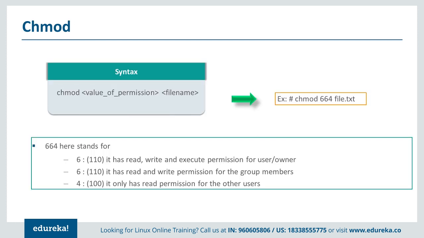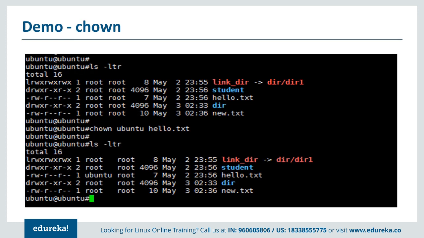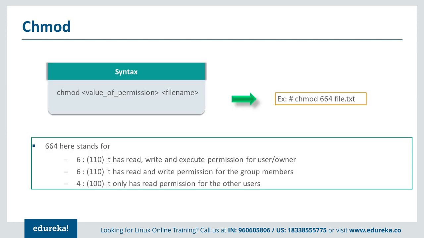Then chmod, if you want to change the permission of the file. Like over here, we have got permission on hello.txt as read, write, read and read. There is no execute permission on hello.txt. If you want to give it execute permission, what we have to do is chmod 744. So what will happen is 7 indicates read, write, execute. So it will be rwxr--r--. So this is what chmod does.